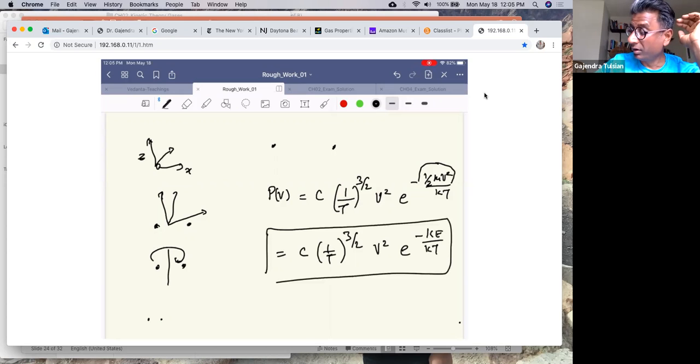So the higher the kinetic energy for a given temperature, the lower the probability that the molecule will be going at that speed.